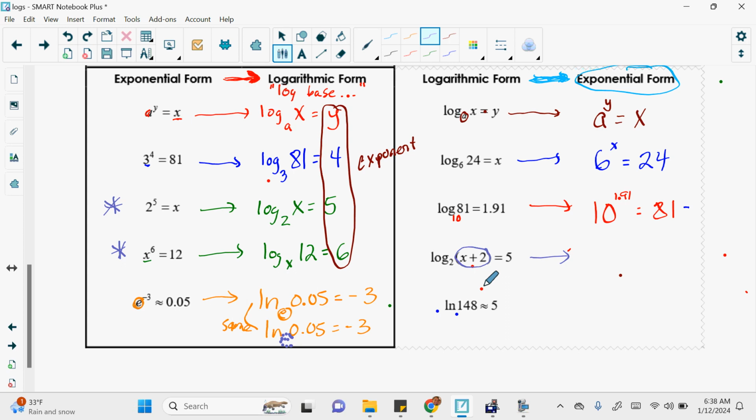So here we go. Ready? Log base 2 of x plus 2 equals 5. So we're going to go base 2 raised to the 5th power equals x plus 2. By converting this to exponential form, you couldn't put the log in your calculator, but here you could. This is 32 equals x plus 2. Subtract 2, and you get x equals 30. This is actually called solving.